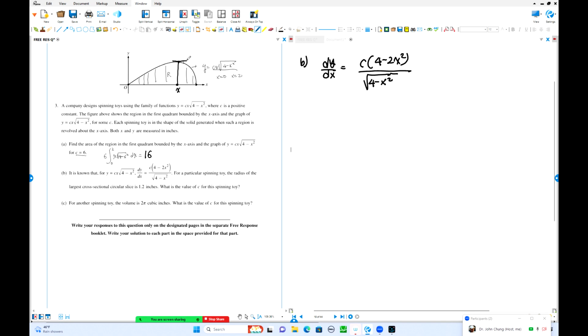At this time, the slope is 0, isn't it? So dy/dx equals 0. But the denominator cannot be 0, so only the numerator can be 0. So c times (4 minus 2x squared) must equal 0. But c cannot be 0, it's some positive constant. So the inside should be 0. So 2x squared equals 4, so x squared is 2, and x equals square root 2.